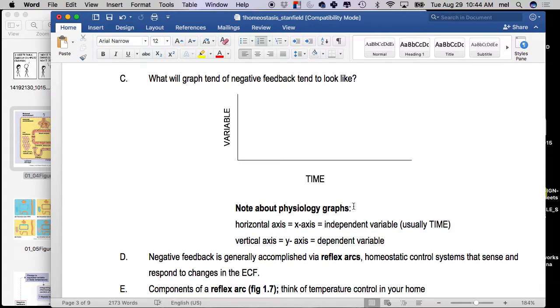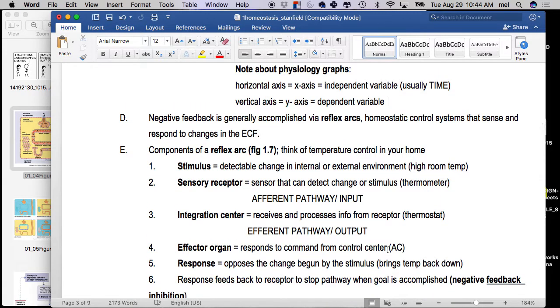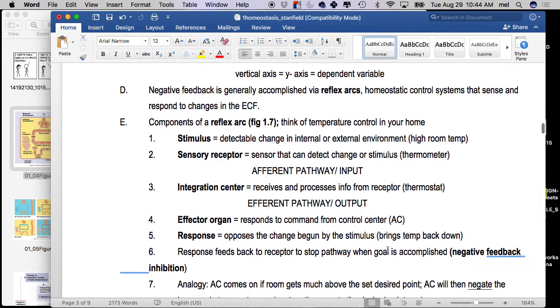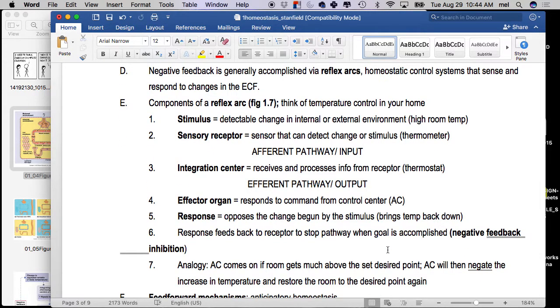Okay, now the next thing is how. How do you do this in the human body? We know that homeostasis is the goal, and we know that negative feedback is the mechanism. When it goes up, you bring it back down. Now we need to put it together with some body parts that can actually help us accomplish that. The body parts are called collectively a reflex arc. So let's conceptualize what we mean by reflex arc.